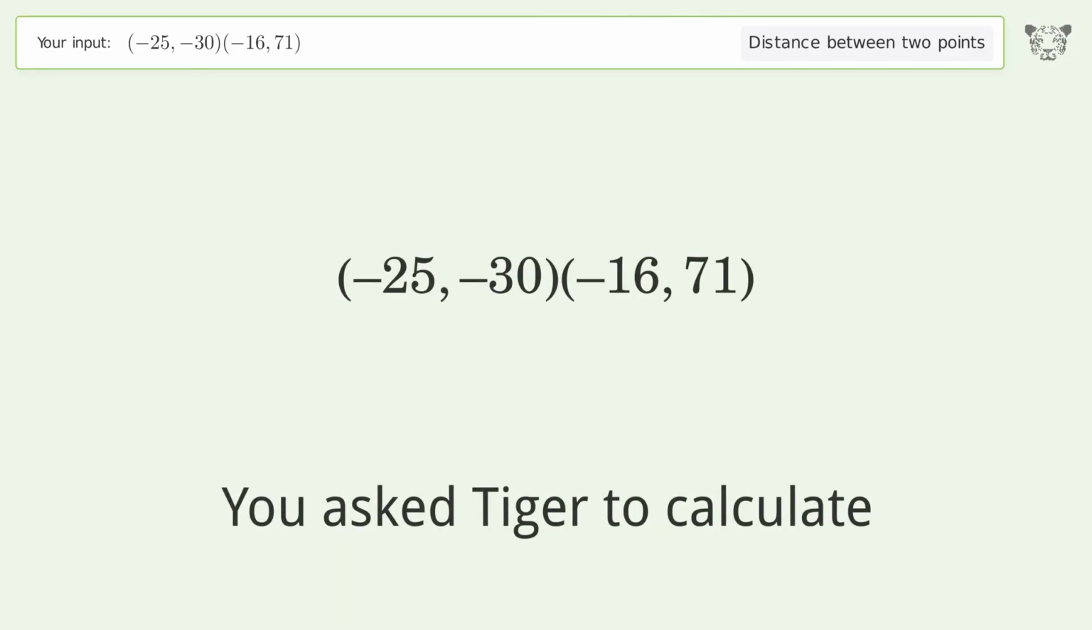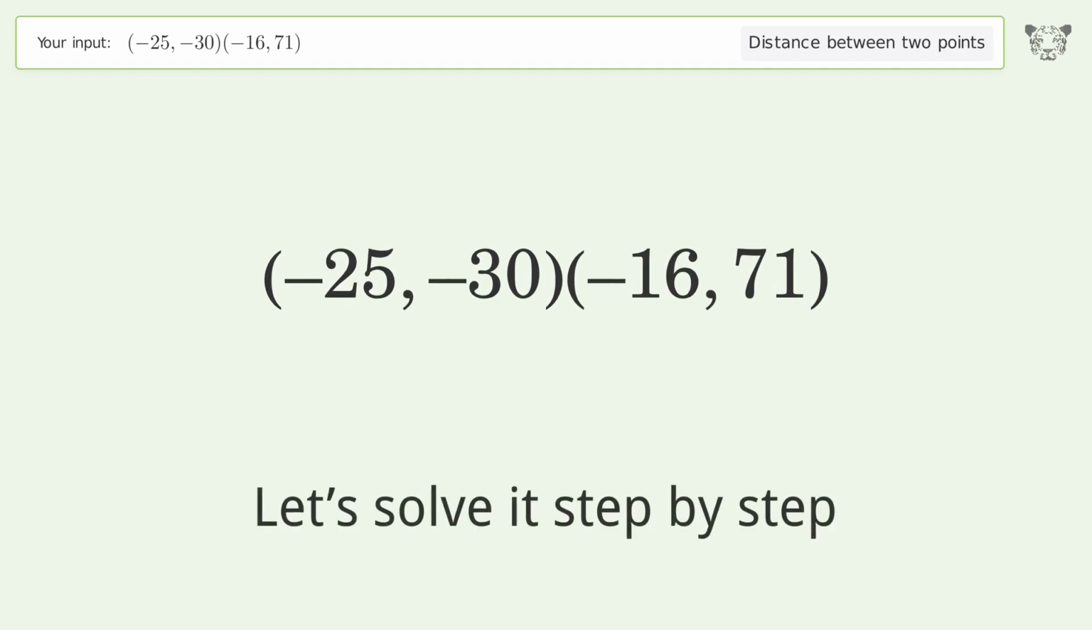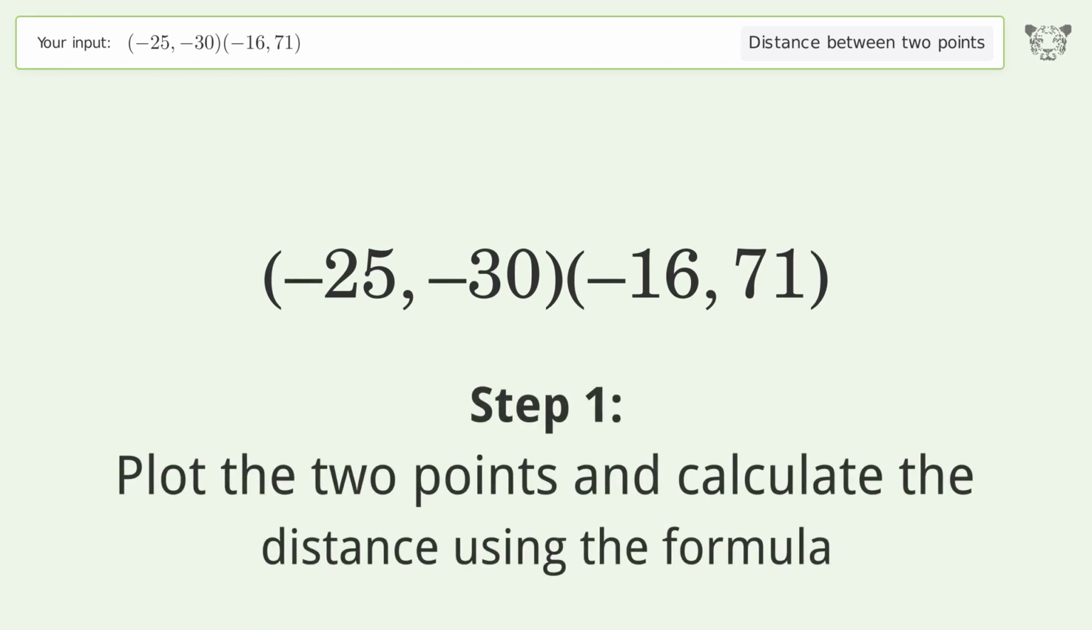You ask Tiger to calculate. This deals with the distance between 2 points. The distance between the 2 points is the square root of 10,282, or 101.4. Let's solve it step by step. Plot the 2 points and calculate the distance using the formula.